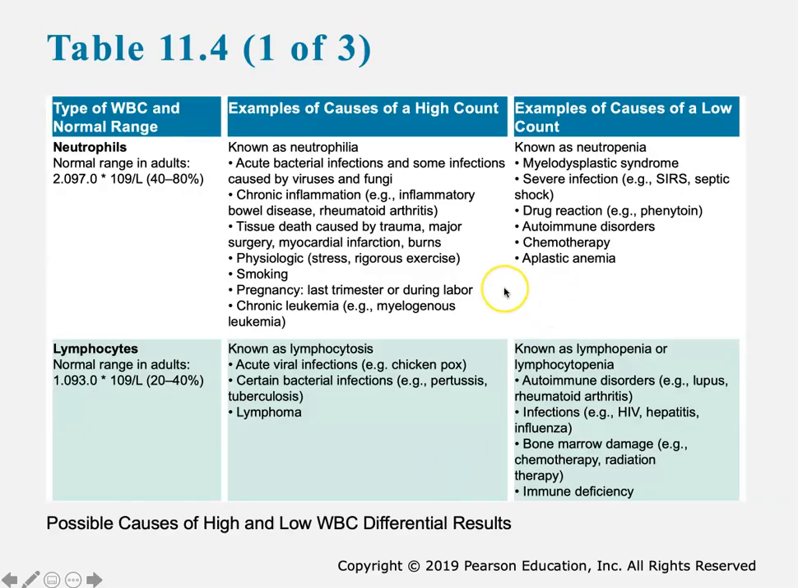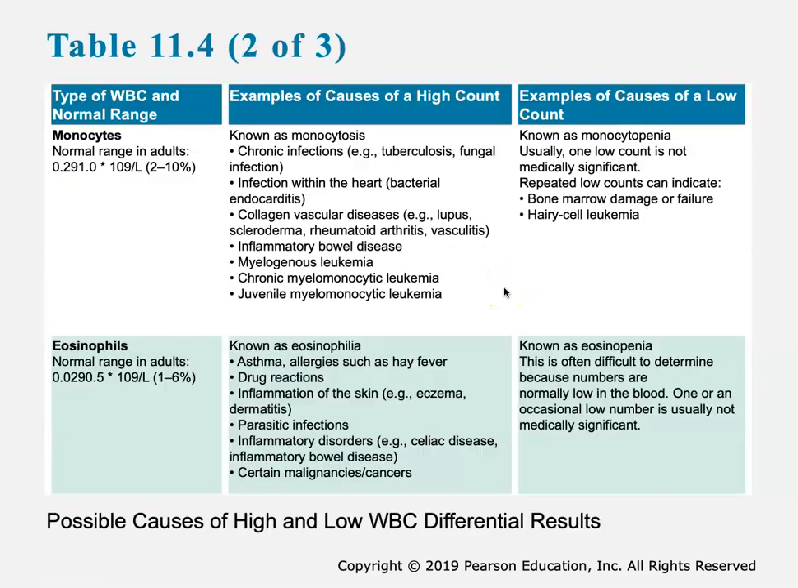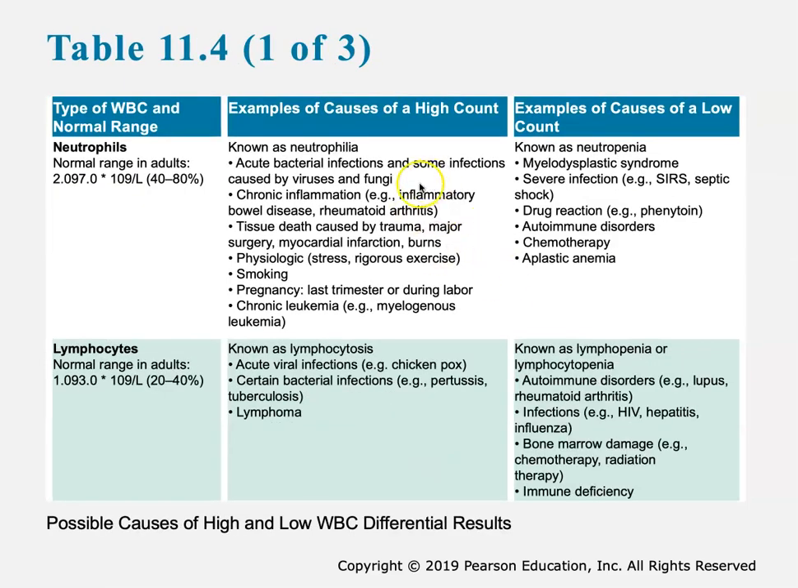Okay, so again, here's a table, and this table spans across 3 slides. We are not going to memorize this, but think about what are some potential causes of a high count versus a low count, okay? Some terms here too. If we look at neutrophils specifically, high count, neutrophilia, low count, neutropenia, okay? Here are some examples of things that would cause an increase in neutrophils, and here are some examples of things that will cause a decrease in neutrophils. I don't need to read through these for you, okay?